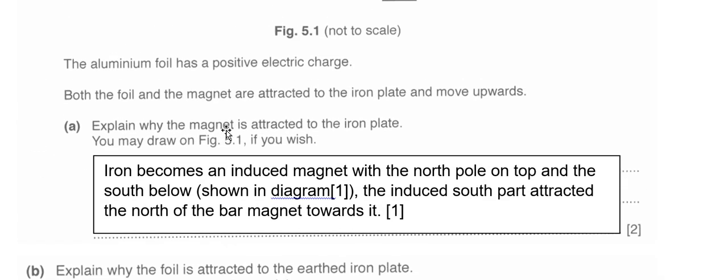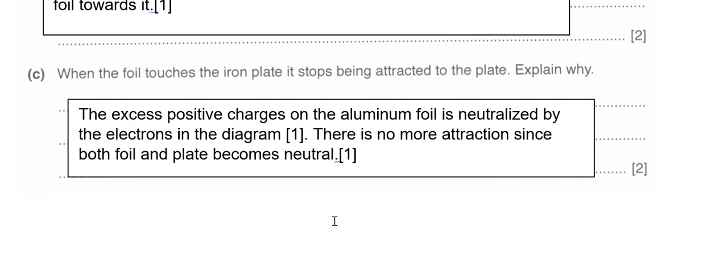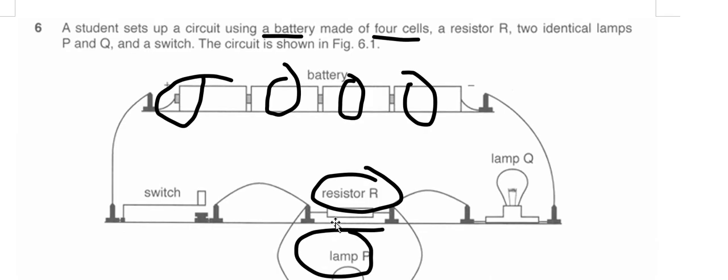Right, again, you can see that this is an example of a synoptic question. This is electrostatics. This is magnetism, right? And this one is actually under DC or current. Okay, so a lot of things together. Right, I won't talk too much about this question. I think it's straightforward.